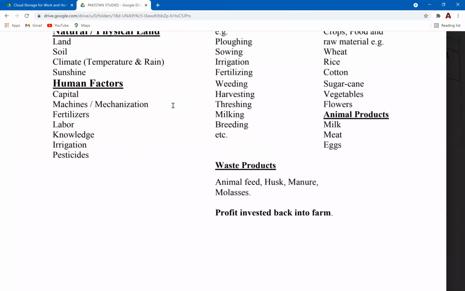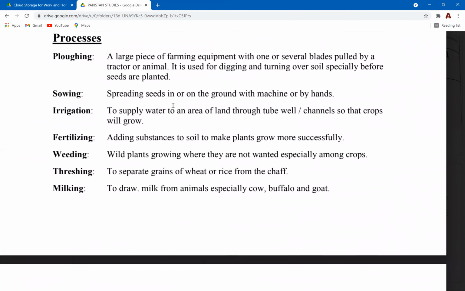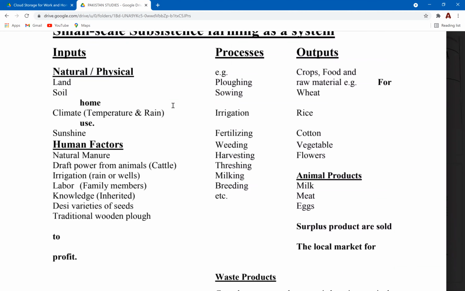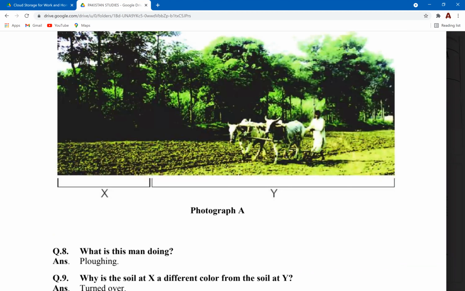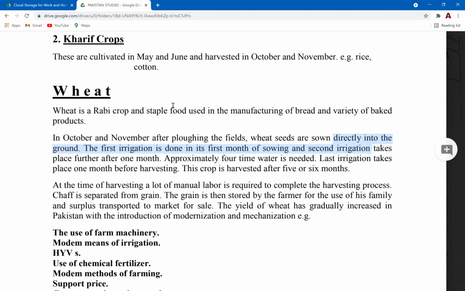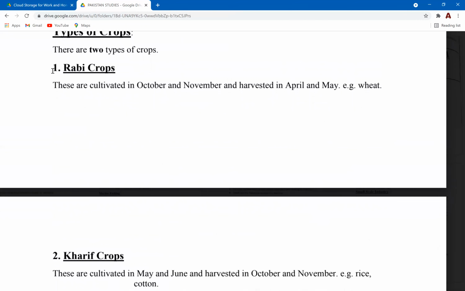So this is all that we've done, these agricultural systems in terms of subsistence, cash crop farming and everything. We are now talking about the types of crops here. So here are all the details. Now if you focus, we're talking about wheat as the first major crop. Before that, there's one thing that we've missed, types of crops. There are two major types of crops grown in Pakistan. Number one, the Rabi crops. Rabi crops are all those that are cultivated in October and November and harvested in April and May.